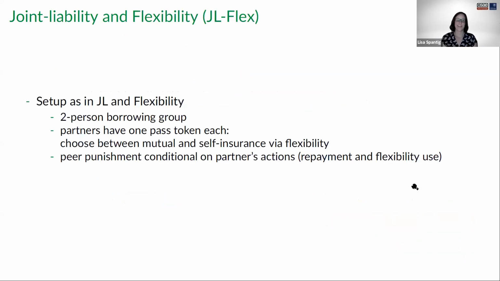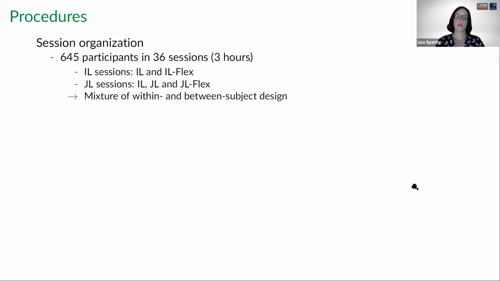And then we put everything together in joint liability and flexibility, again, having a 2-person borrower group where each of the partners has 1 pass token. And they now face this trade-off between mutual and self-insurance via flexibility when facing an income shock. And again, we will elicit this costly punishment conditioning on all the actions that the partner can take in a given period. Now not only focusing on repayment, but also the use of flexibility, either in case of using flexibility to insure against the shock, or using flexibility to increase current consumption.